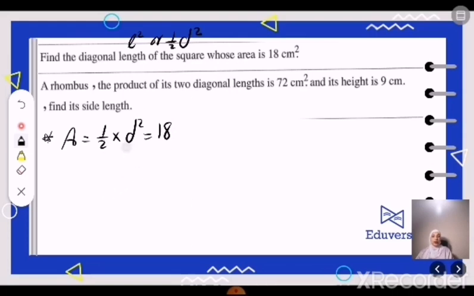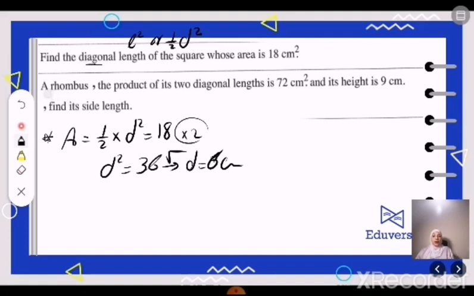Okay, I need to get the diagonal here, then I will multiply both sides by 2. Diagonal power 2 equals 36. Taking the square root here, then the diagonal will be just 6 centimeters, because he's asking about the length of the diagonal.